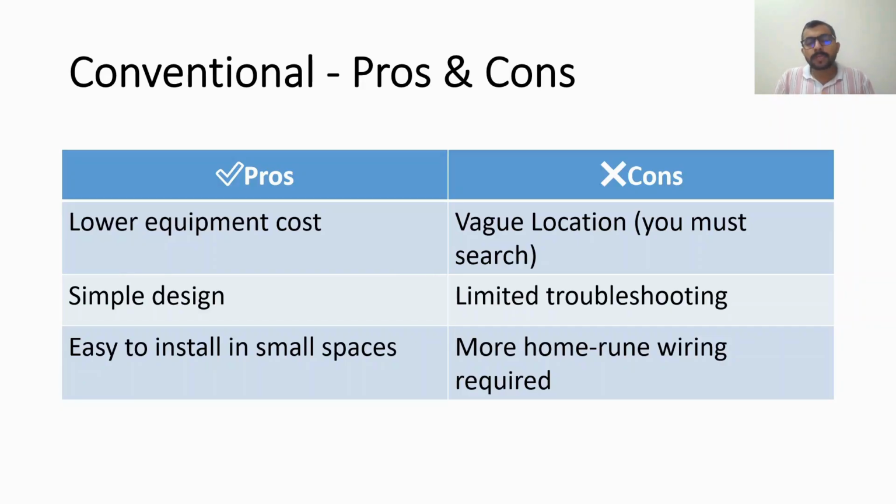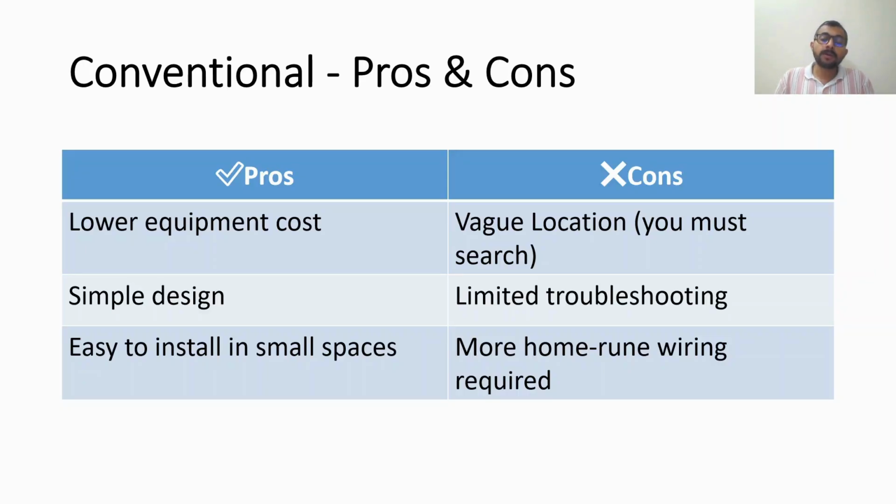The troubleshooting is not easy in the conventional system. The panel will say that the fault is there in the zone 2 circuit or the zone 1 circuit. You need to go check each and every device in that particular zone and do troubleshooting. That is one disadvantage of the conventional system.